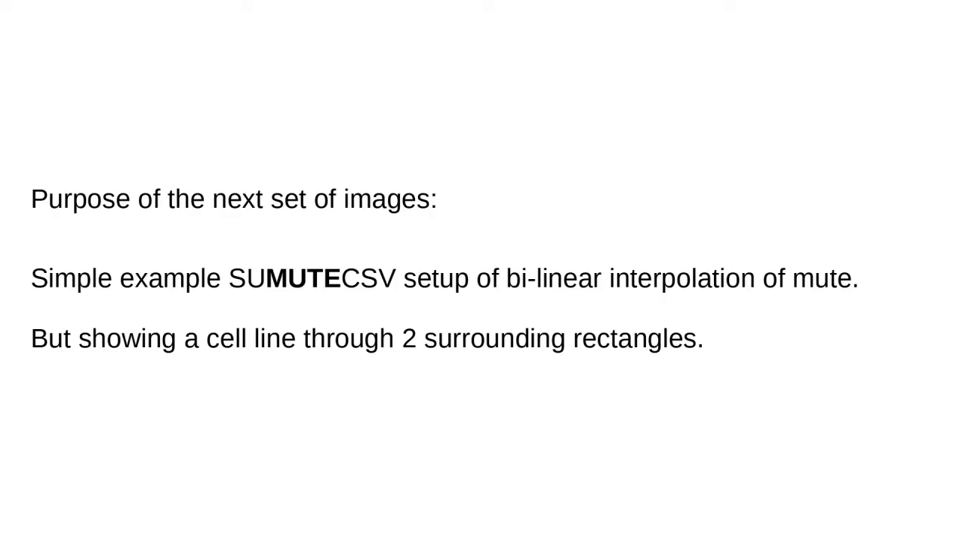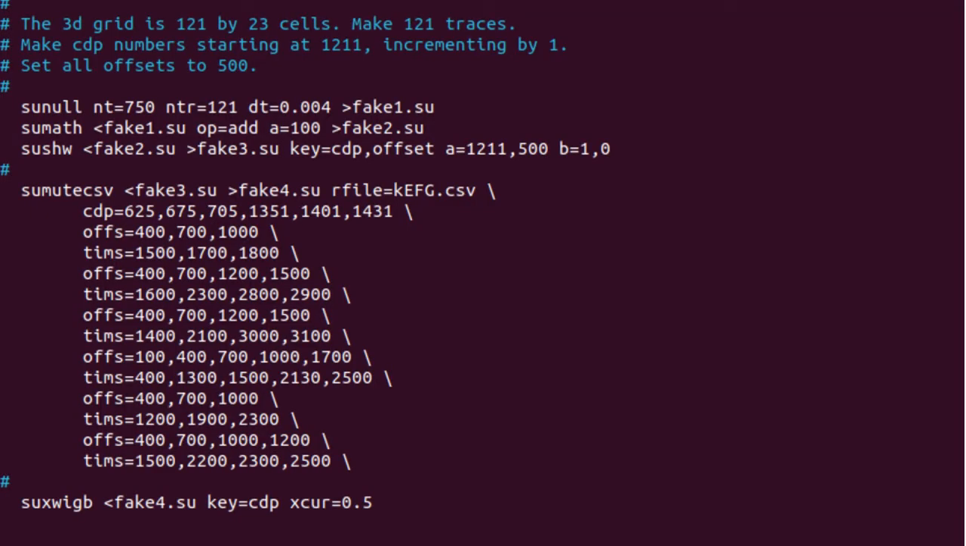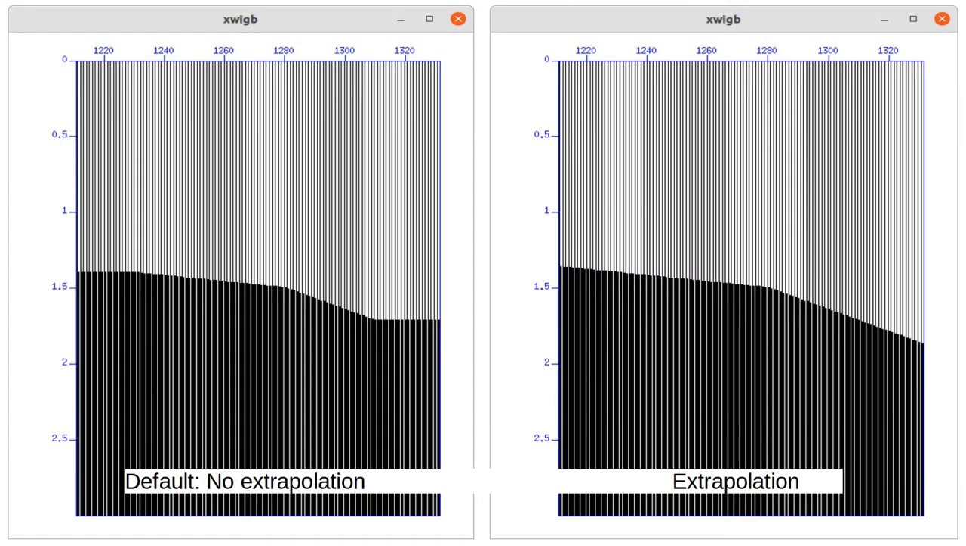Now we are switching back and using a horizontal cell line again, only this time we're going to have two enclosing rectangles. Same setup as before, except with two additional mute functions. Note the left display shows two linear trends near the middle and then becomes constant at both ends. In the right display, the ends extrapolate as expected.